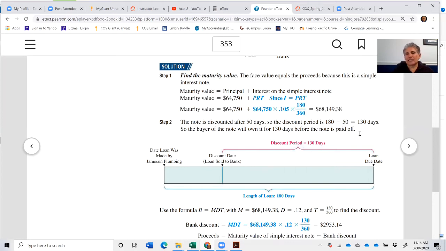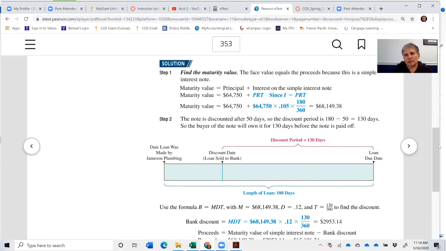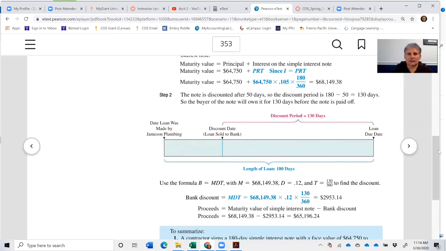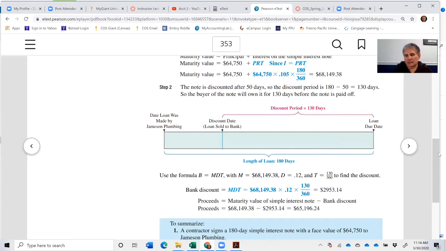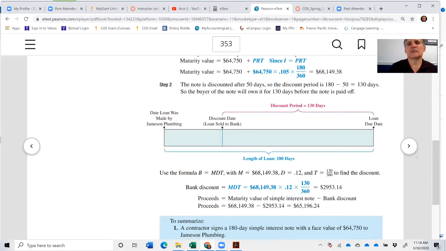We can issue a discount note to you at 12%. Jameson is in a position where they really need the cash, so they say, fine, I'll give you the discount of 12%. Just give me some cash. So the bank goes and computes the numbers and says, okay, I know we're going to get $68,149.38 at the end of the loan. We figured that up here, right? That was the simple interest computation.